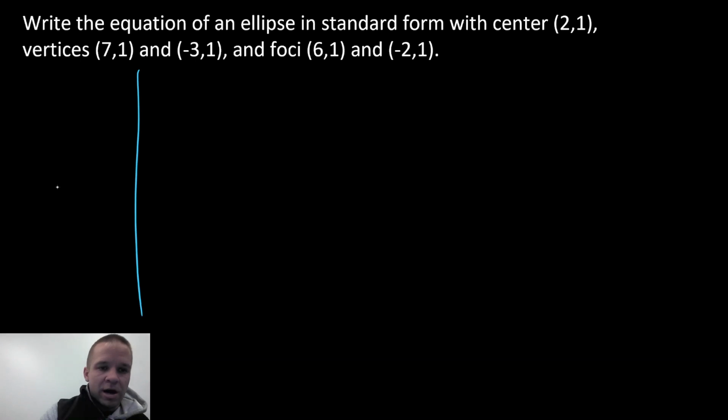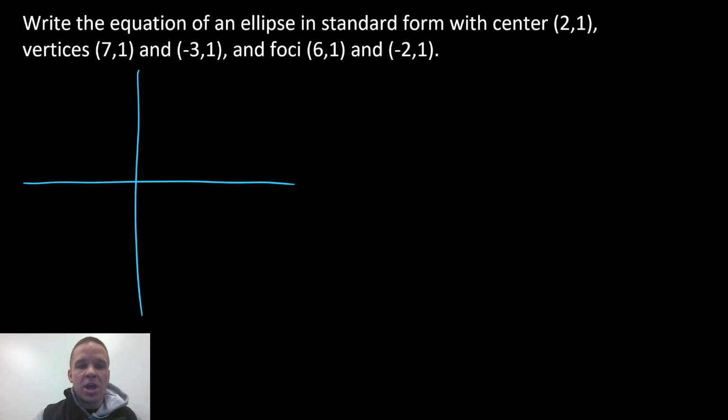So if I draw up a quick rough sketch, if I got (2, 1), that's going to be right about here, right? And then I got (7, 1), so I'm going to go out 1, 2, 3, 4, 5, 6, 7, and then I'm going to be at (-3, 1), so 1, 2, 3 right there. And then I've got foci, and I'm going to put those in green, and those are going to be at (6, 1) right there, and then at (-2, 1) right there.